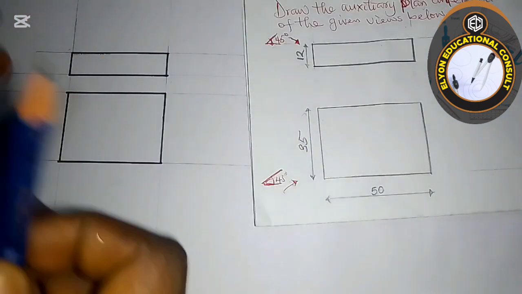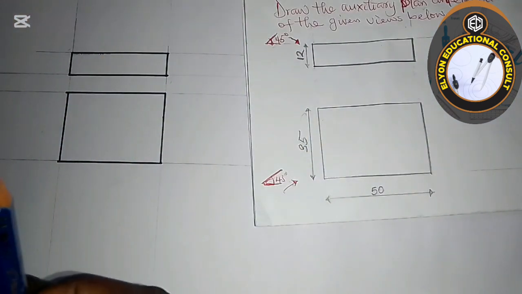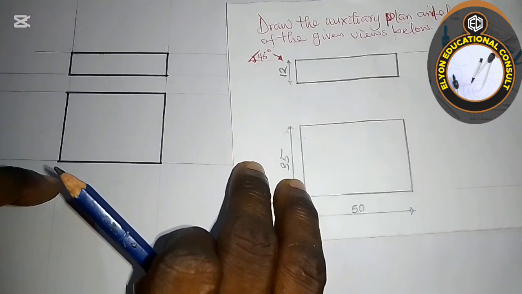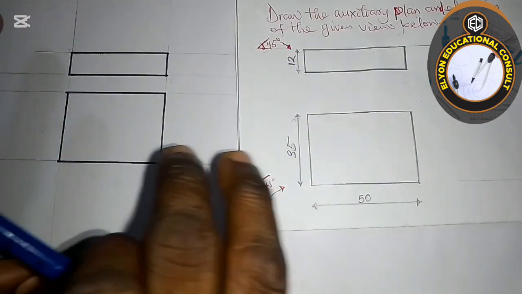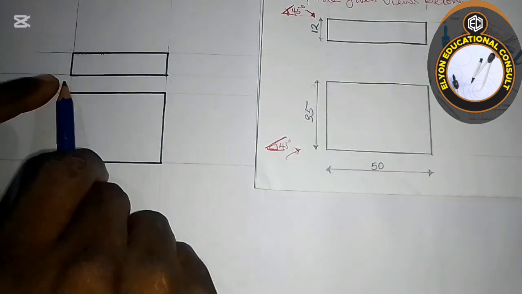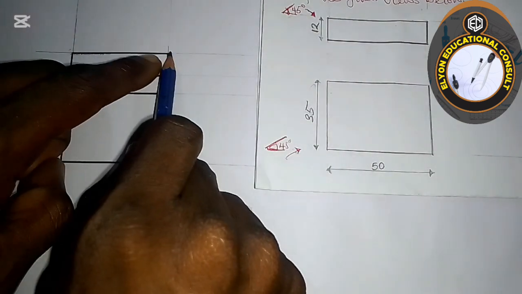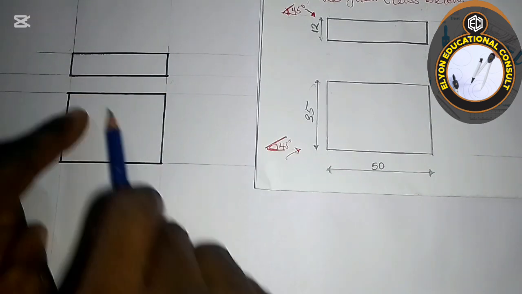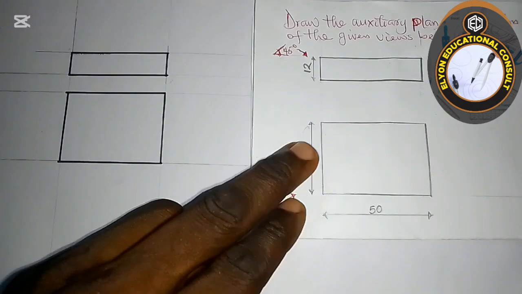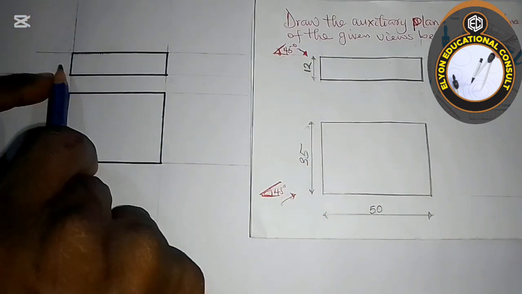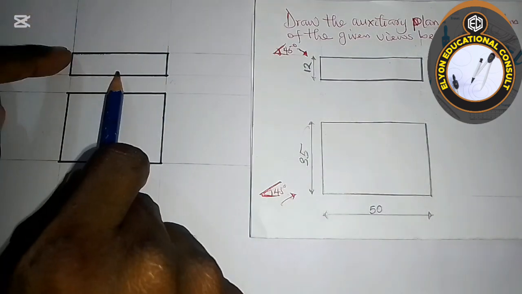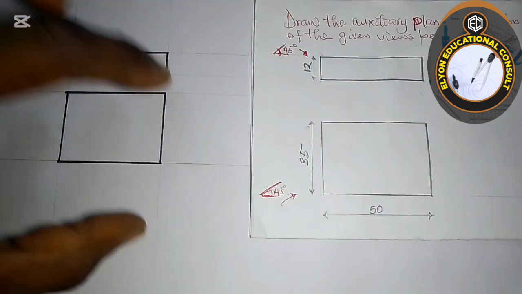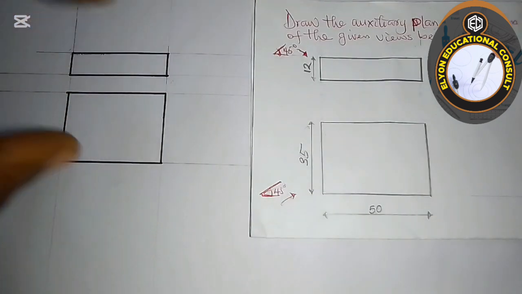This is the first drawing I'll be drawing on auxiliary projection, so I need to explain this in detail. We pick from each of the corners, these four corners, and we project lines at the given angle. They can give us any angle. So at the given angle, we project our lines, and we are going to be drawing the auxiliary plan.